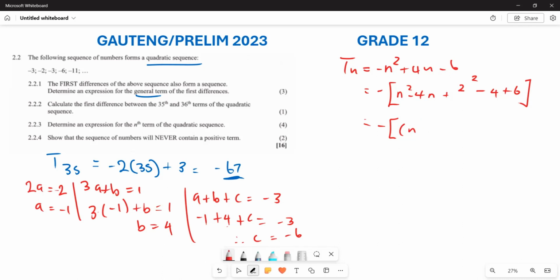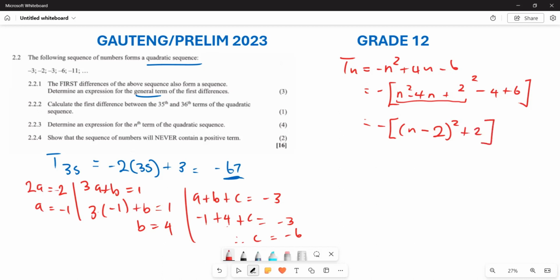Now, let's say we deal with these. This is going to be n subtract 2 squared. Then what are you left with here? When you say -4 plus 2 or -4 plus 6, the answer that you're going to have here is going to be given by 2.